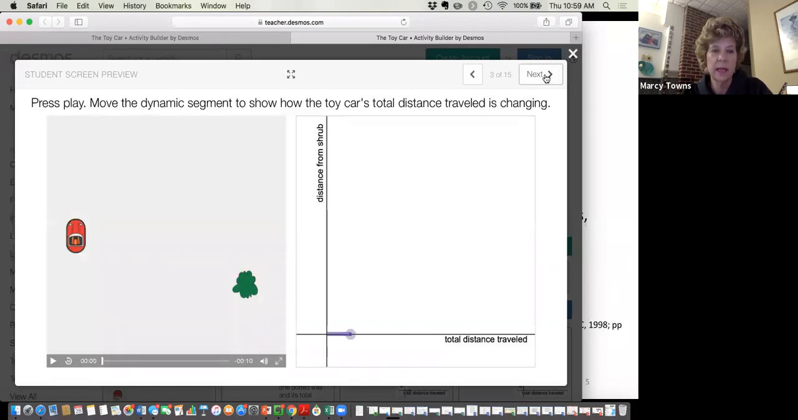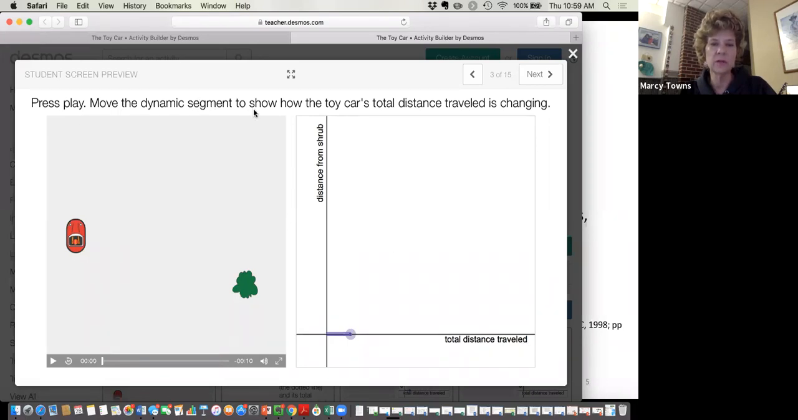Now, here's what we're going to do. So here we have our car, back at the start point. Here we have our shrub. And over here we have something that looks like, okay, we're going to get to graph. That looks exciting. So the distance from the shrub is on the y-axis. The total distance traveled is on the x, okay?